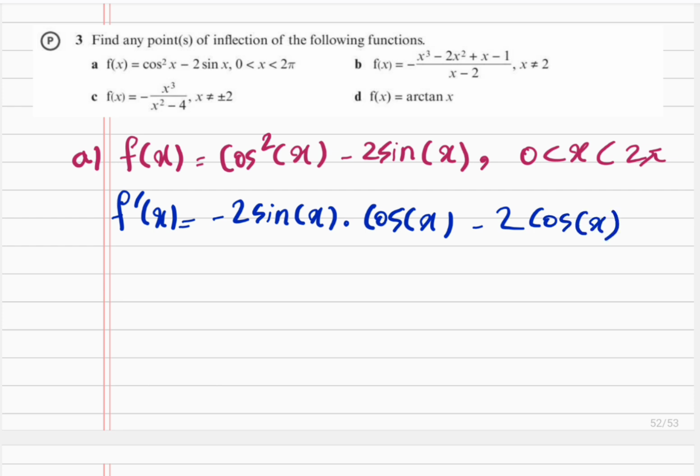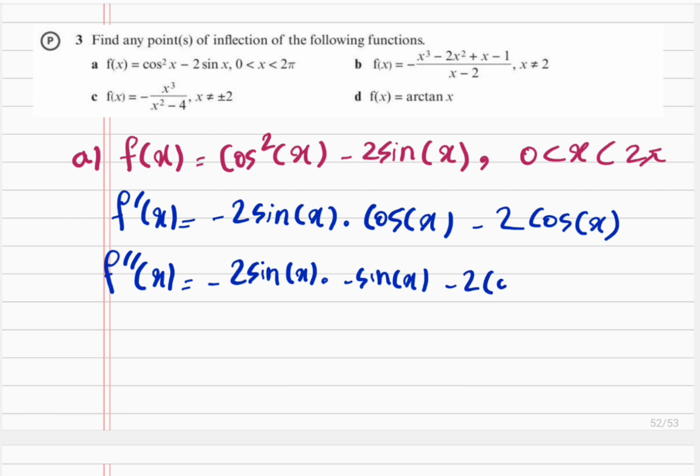Okay, we have this. We need to differentiate this one more time to get a second derivative. So we use the product rule to differentiate the first part, which is minus 2 sine x times cos x. So we write the first function times the derivative of the second function. So cos x differentiates to minus sine x. Then the derivative of the first function, sine x, differentiates to cos x. So we have minus 2 cos x times cos x.